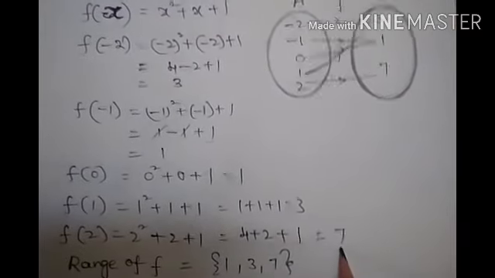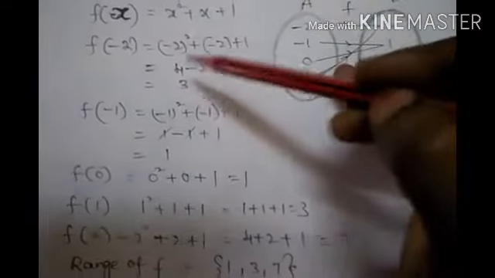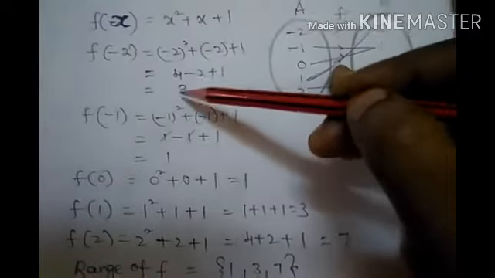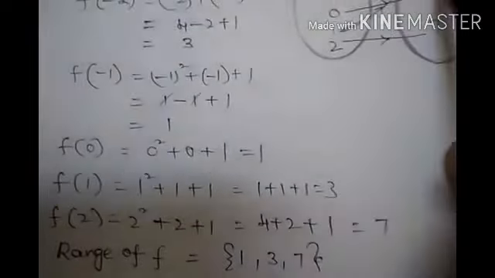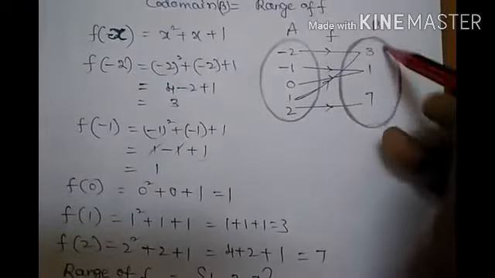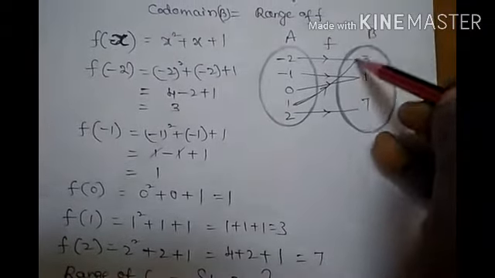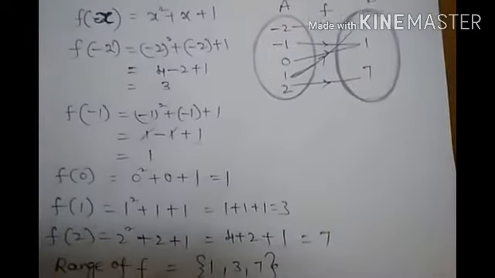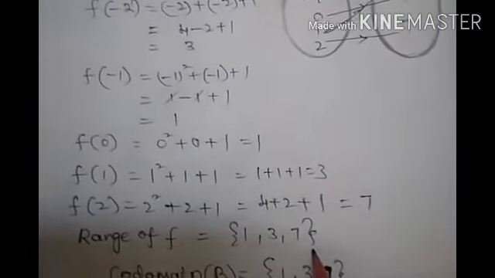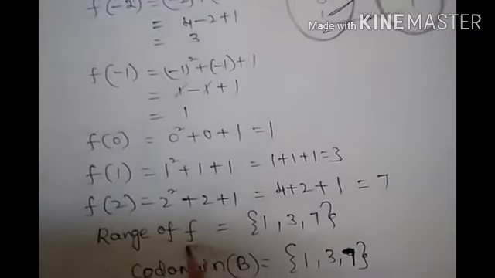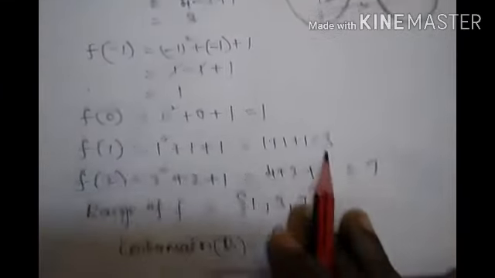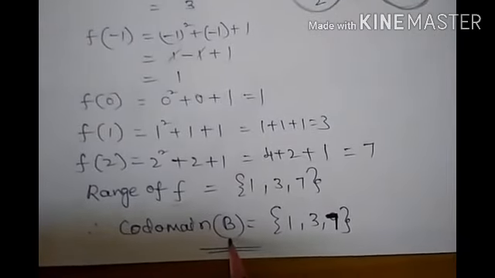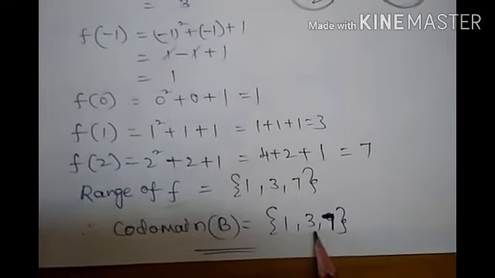6 plus 1, 7. So range of f equal to what? All the results 3, 1, same 1, 3, 7. So range of f equal to 1, 3, 7. All these elements are called range of f. So since f is a surjection, range is equal to codomain. Therefore codomain is equal to what? B is equal to set of all 1, 3, 7.